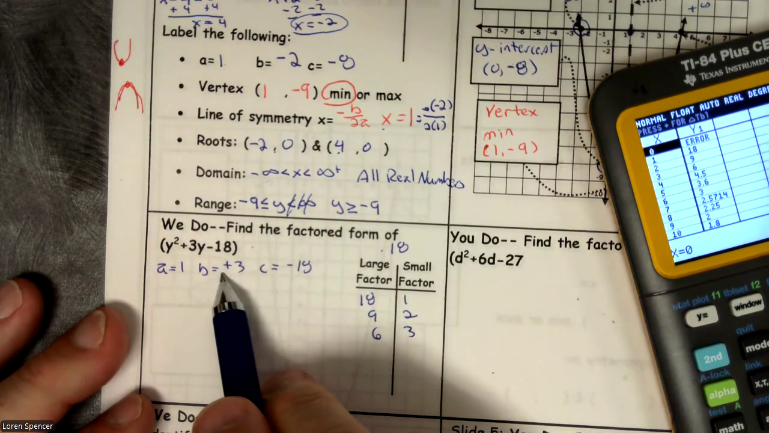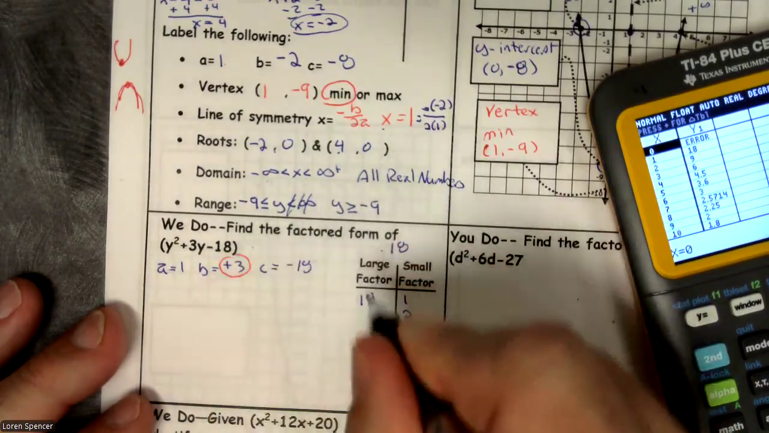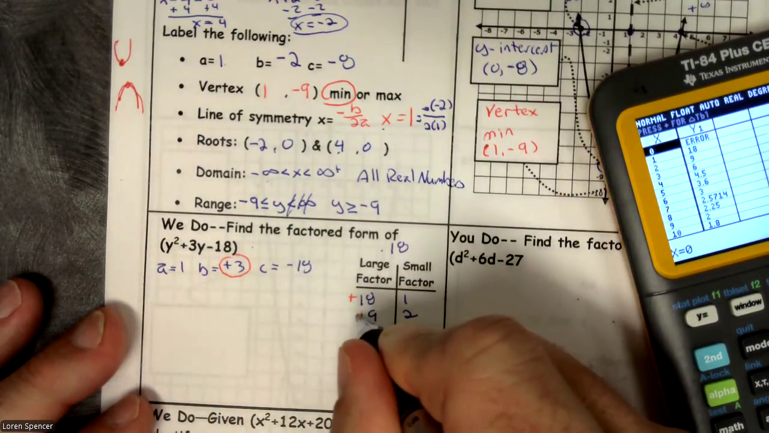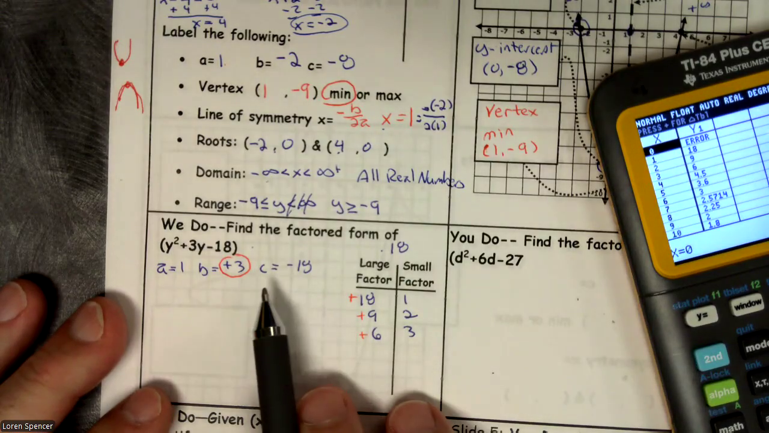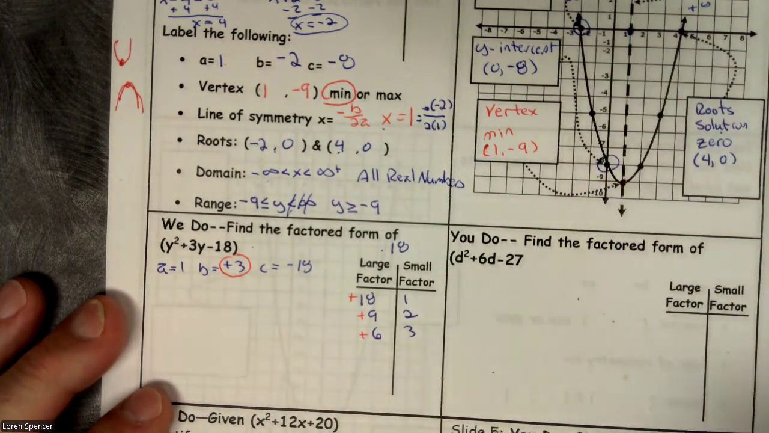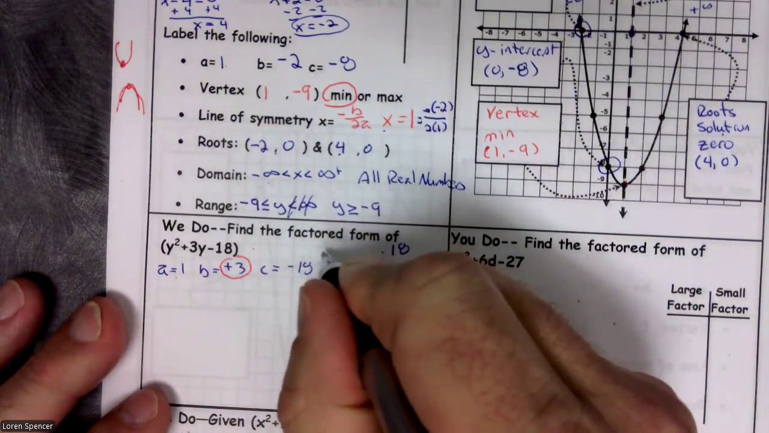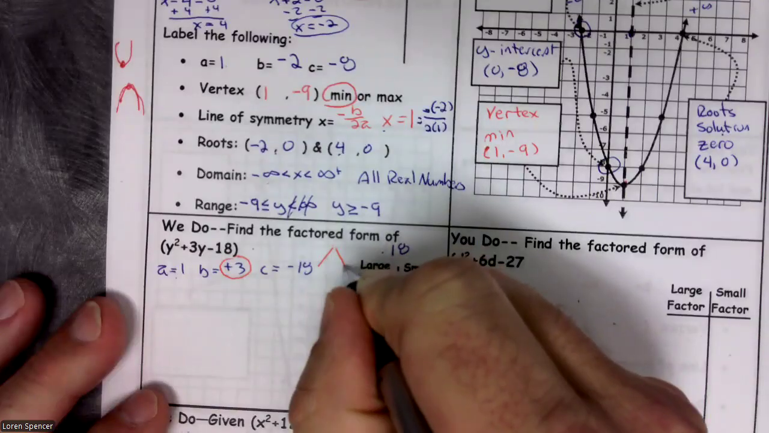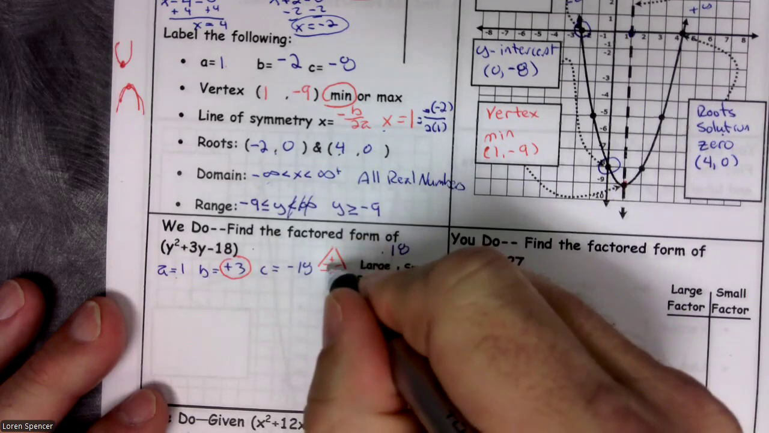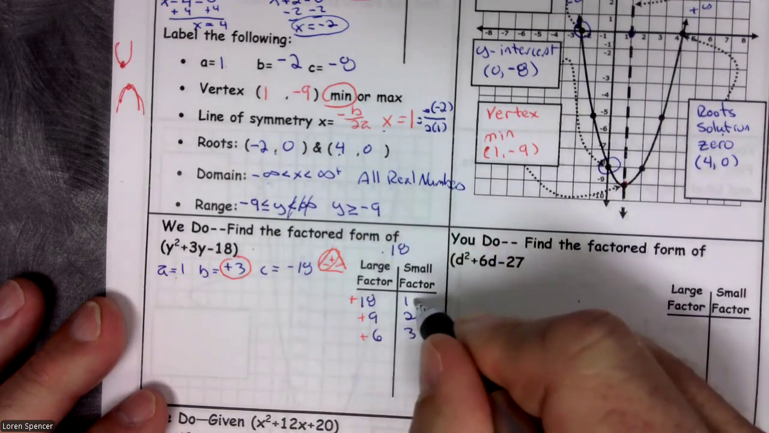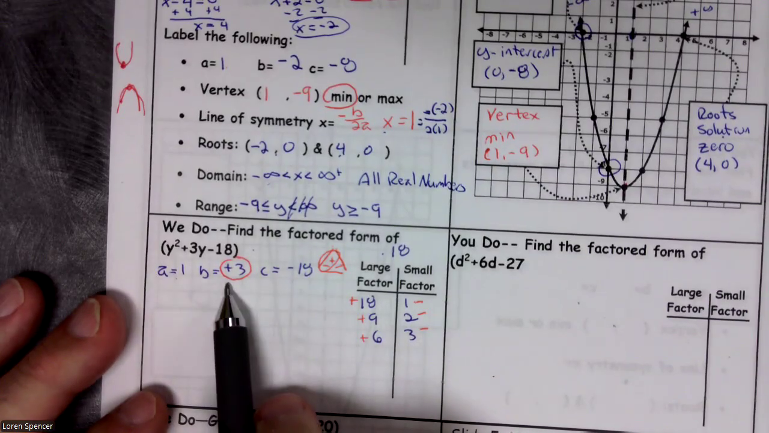Because b is positive, and this is where we have to start paying attention to b, because b is positive, I know my large factor has to be positive. Okay? I also know it has to combine to make 3, but I need to figure out what my signs are. Well, in this case, I'll draw my triangle, and I have a positive and a negative, and what's left is a negative, which means these are negatives over here.